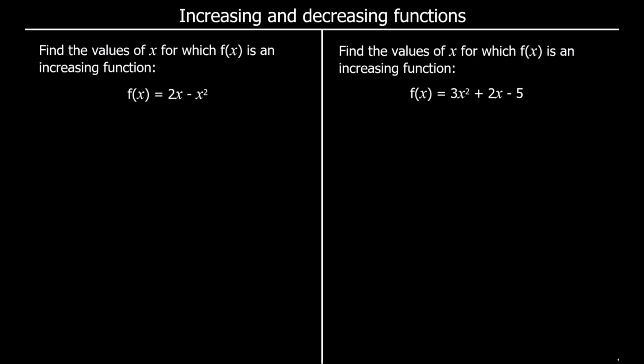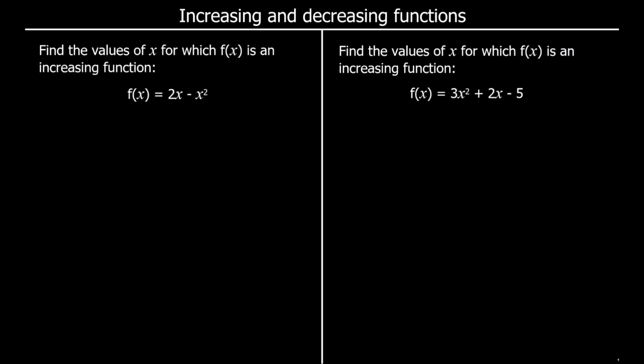Now we are going to look at increasing and decreasing functions. A function is increasing when it's got a positive gradient, it's going up, and it's decreasing when it's got a negative gradient, it's going down. The first question, find the values of x for which f of x is an increasing function. So where is it going up?